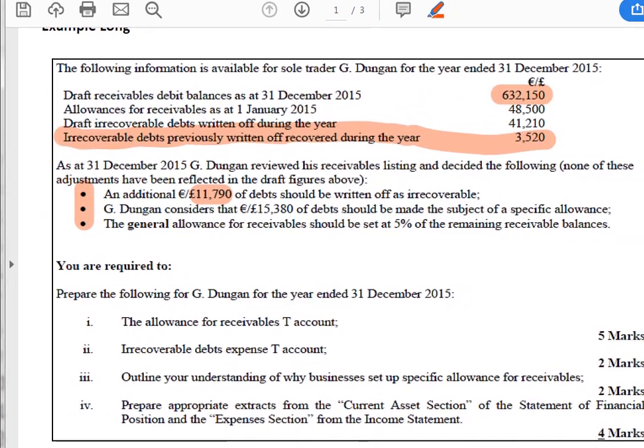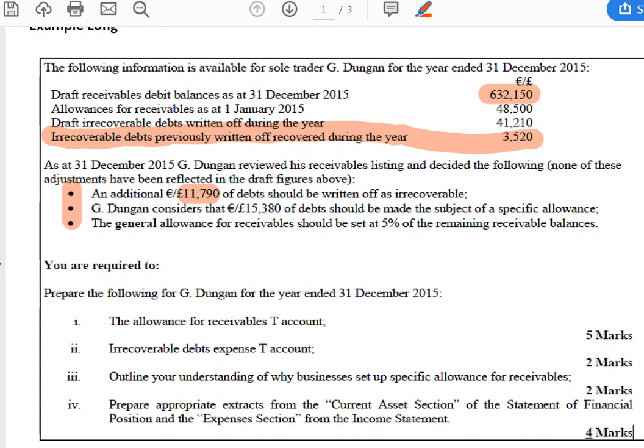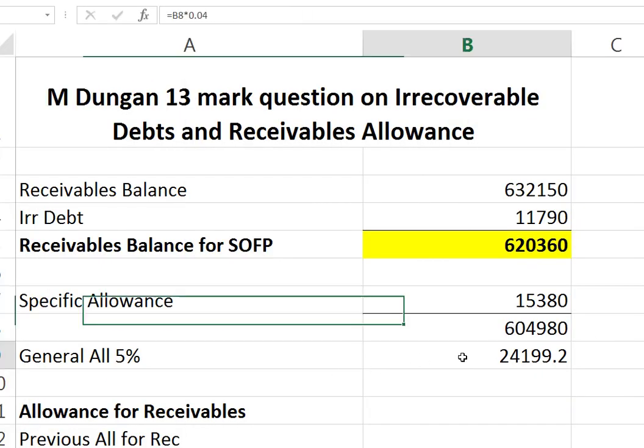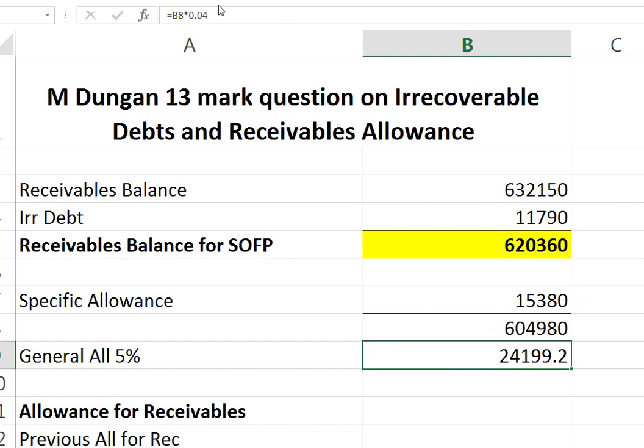It says that the general allowance for receivables is to be 5% of the remaining balance. So it's 5%. In this case, I had multiplied that by 4 in my previous one, so I wanted 5%. So my general allowance of 5% is going to be 30249. That's going to be my general allowance.